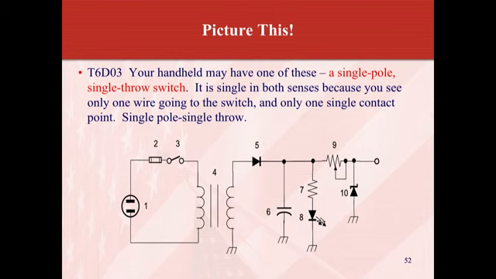Your handheld may have one of these, a single pole, single throw switch. It's single in both senses because you see only one wire going to the switch and only one single contact point. Single pole, single throw. So right there, that'll be number 3, is a switch. Just 2 circles with a little angle drawn in between, indicating it's off right now because there's a gap between the center slanted line and the other side of the switch contact.